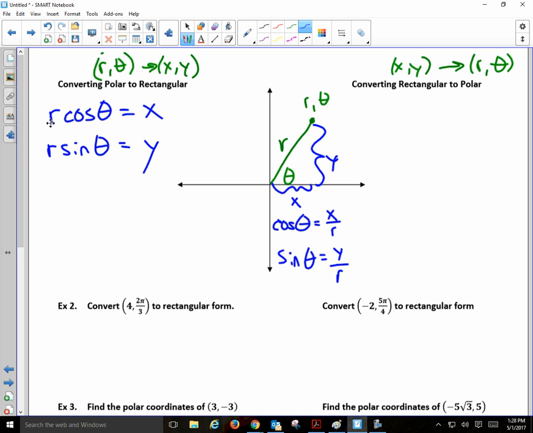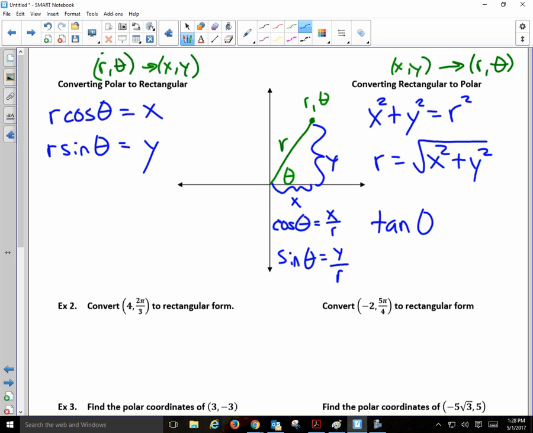If you want to go from rectangular to polar, well, let's think about it. What would you do with x and y to come up with r? X squared plus y squared is equal to r squared. So r is equal to the square root of x squared plus y squared. Does that look familiar? Yes. What would you do to find theta? Tangent of theta is equal to y divided by x. You are super smart people. Way to go.